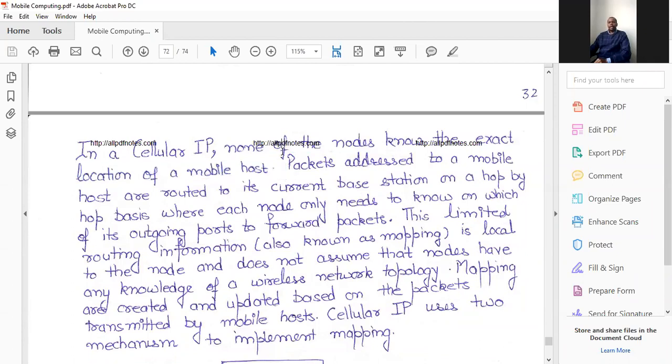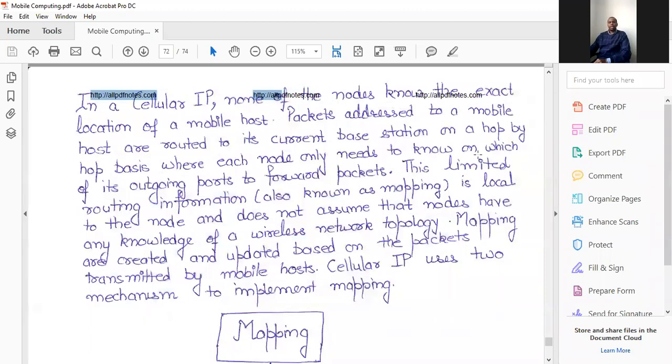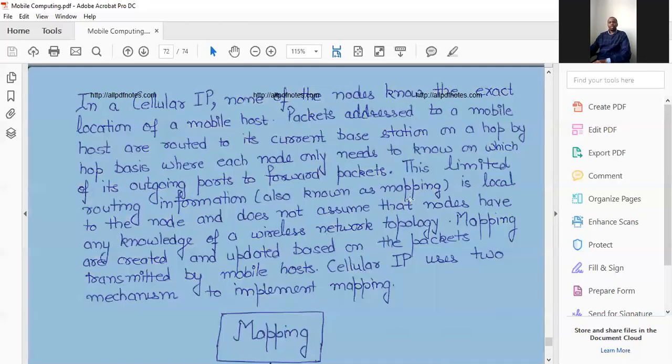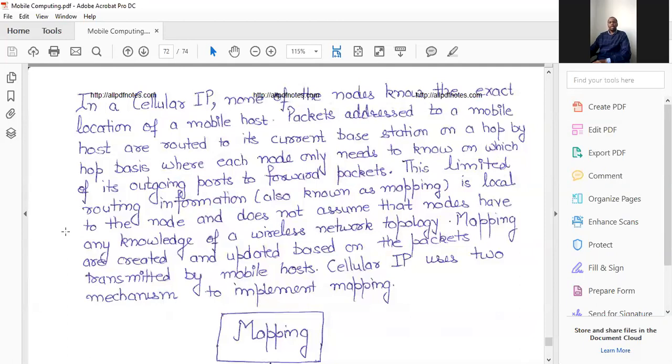The packets addressed to a mobile host are routed to its current base station on a hop-by-hop basis, where each node only needs to know on which of its outgoing paths to forward packets. This limited routing information, also known as mapping, is local to the node and does not assume that nodes have any knowledge of a wireless network topology. So mapping is basically a technique that is used for cellular IP to manage data roaming when mobile devices are moving from one location to another at a fast interval.